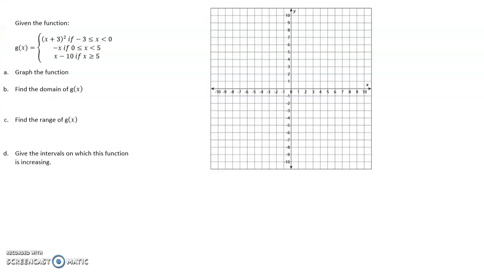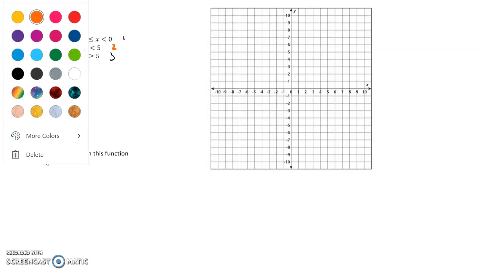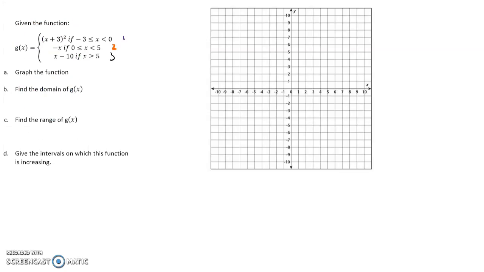Okay. Now we're going to take a look at another piecewise function. We can actually see that this is broken down into 3 different pieces. So we'll have one piece, we'll have this piece right here, and then we'll have this third piece right here. Let's take a look. Do you think we can figure out along which lines this breaks?